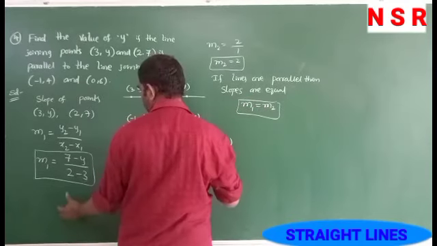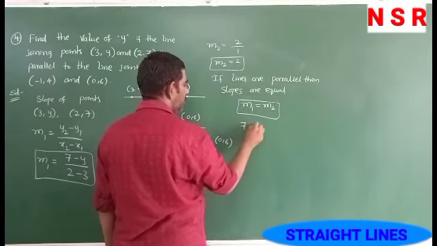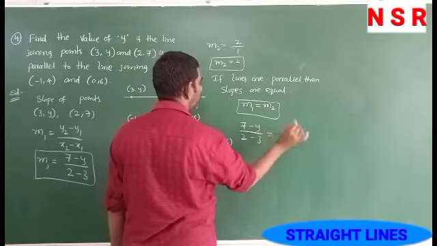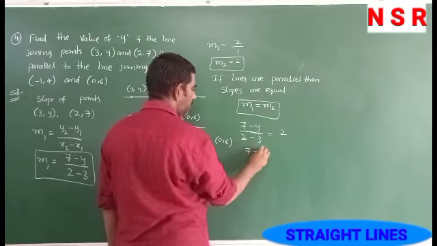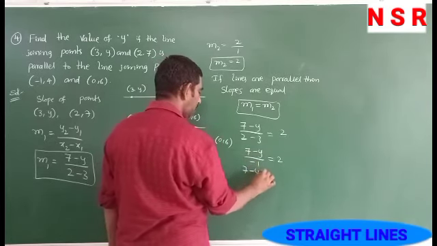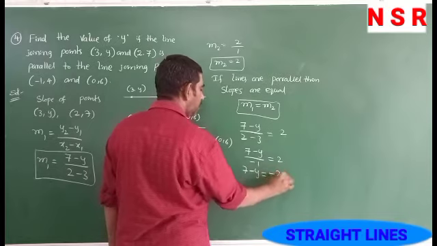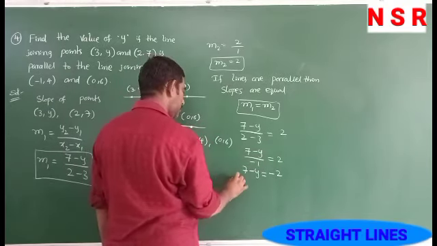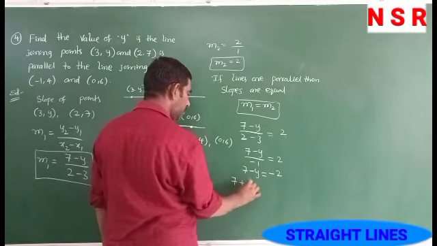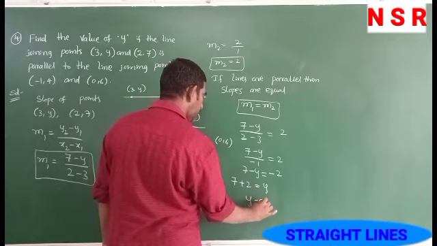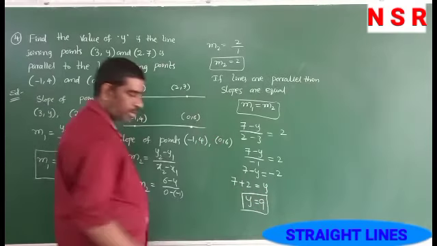Now equating m1 and m2, m1 value (7 minus y) by (2 minus 3) is equal to 2. So (7 minus y) by (2 minus 3) minus 1 equal to 2. So 7 minus y equal to minus 1 into 2, minus 2. So minus y move that side and minus 2 move this side, it becomes plus 2 equal to y. So 7 plus 2 is 9. Now y is equal to 9.